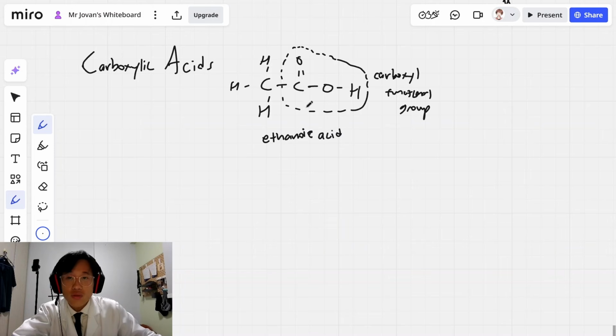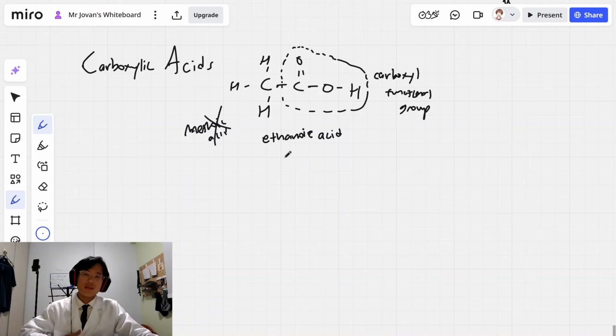Do take note that when counting the number of carbon atoms in the compound, you count the carbon that's involved in the functional group as well. So here is 2, ethanoic acid. Many people do not count the carbon that's within this group and they just count 1, and then they call this methanoic acid, which is wrong. Ethanoic acid is the right one because there are 2 carbons. Count the carbon that's involved in the carboxyl group and the one outside, both of them.